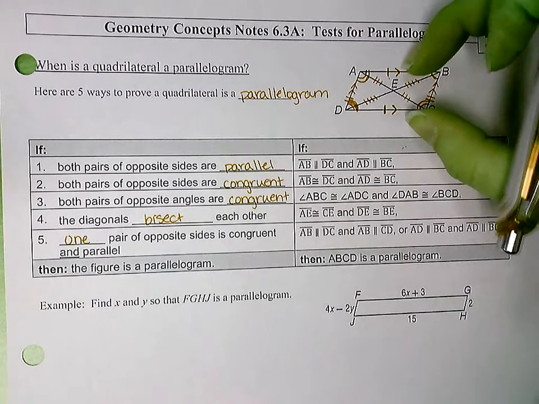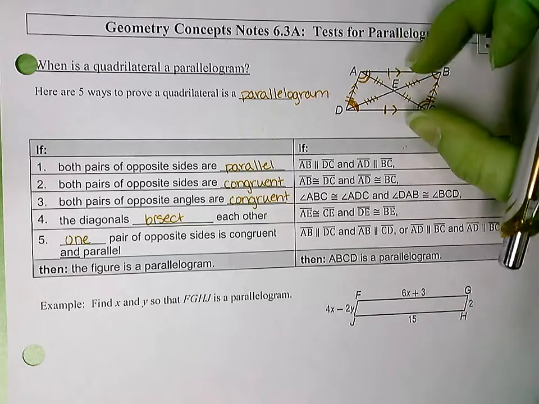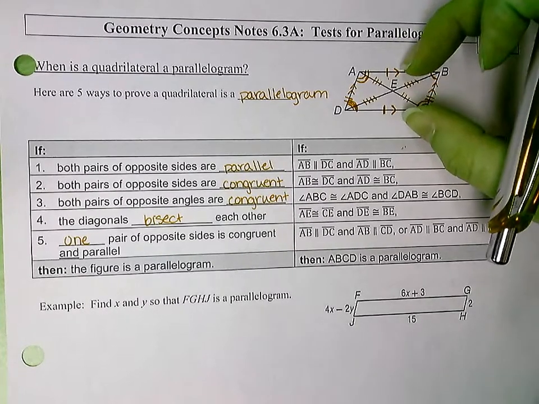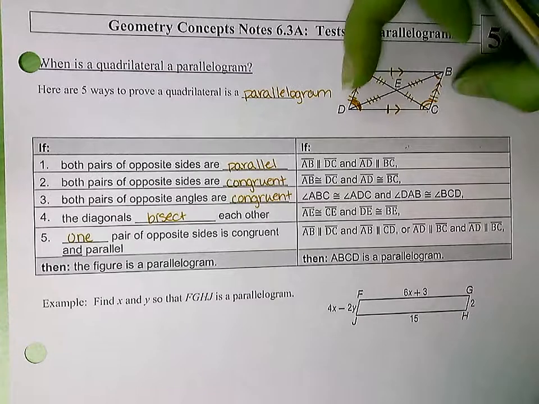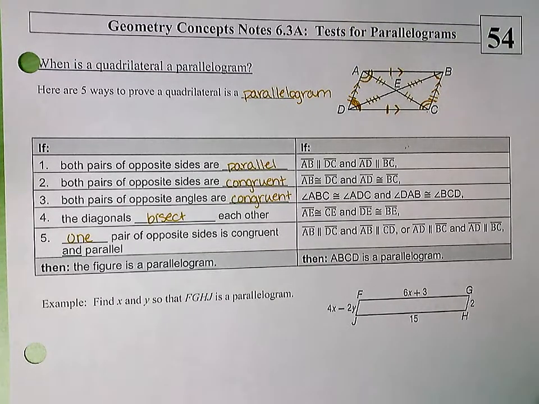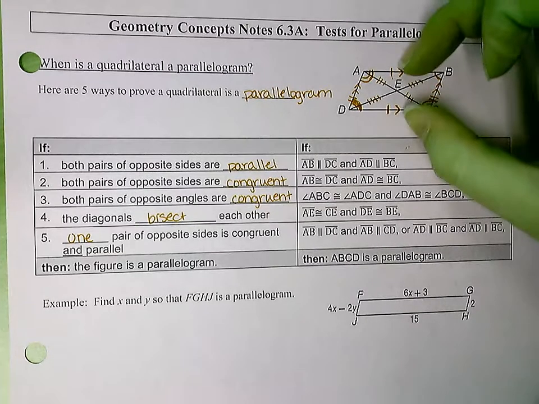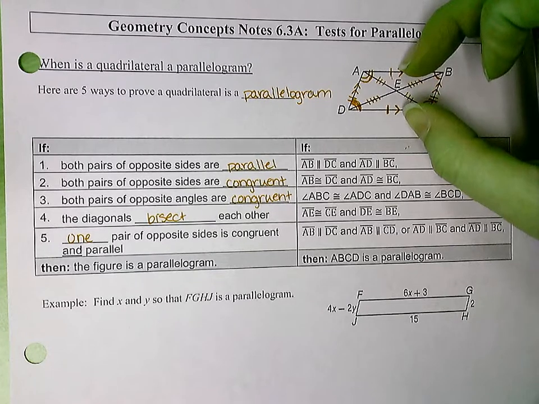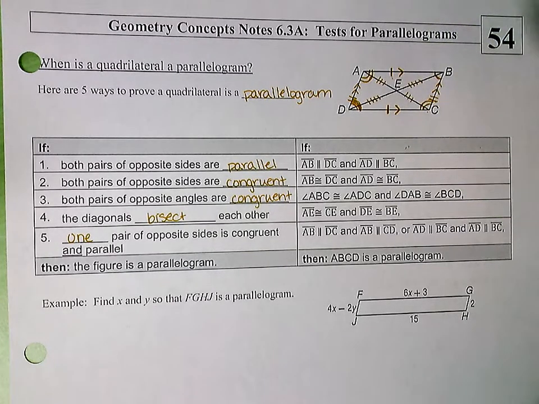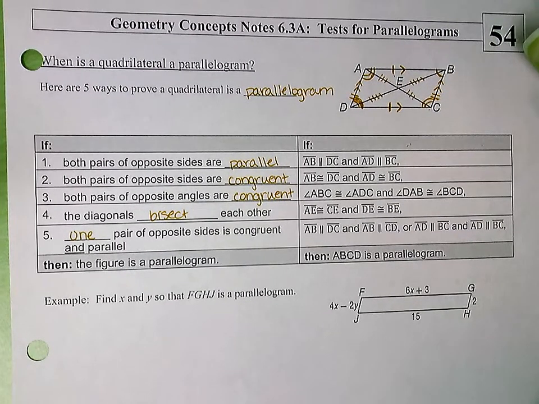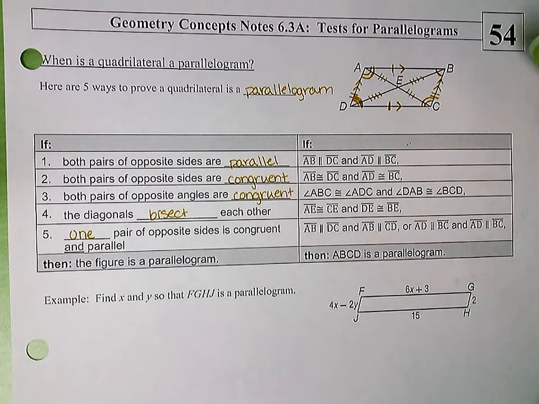Okay, so one pair, parallel, and congruent. If you had one pair parallel and the other pieces were congruent, that doesn't technically make a parallelogram. You can't prove that it's a parallelogram. Okay? They have to be on that same segment, parallel and congruent. Any questions on our different reasons here?